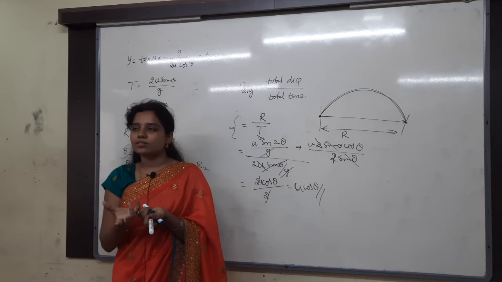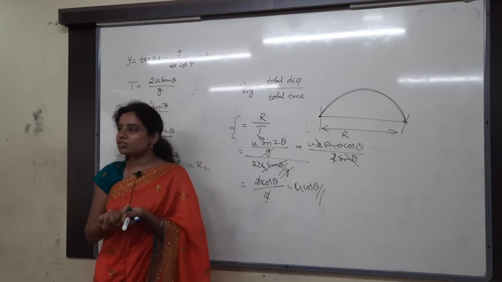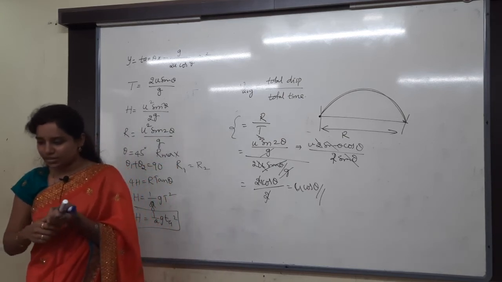So both will get cancelled. What is remaining for us? Only the horizontal velocity remains. Why? Because that is constant throughout the motion. How much is that? U cos theta. Write that as a note pointer.